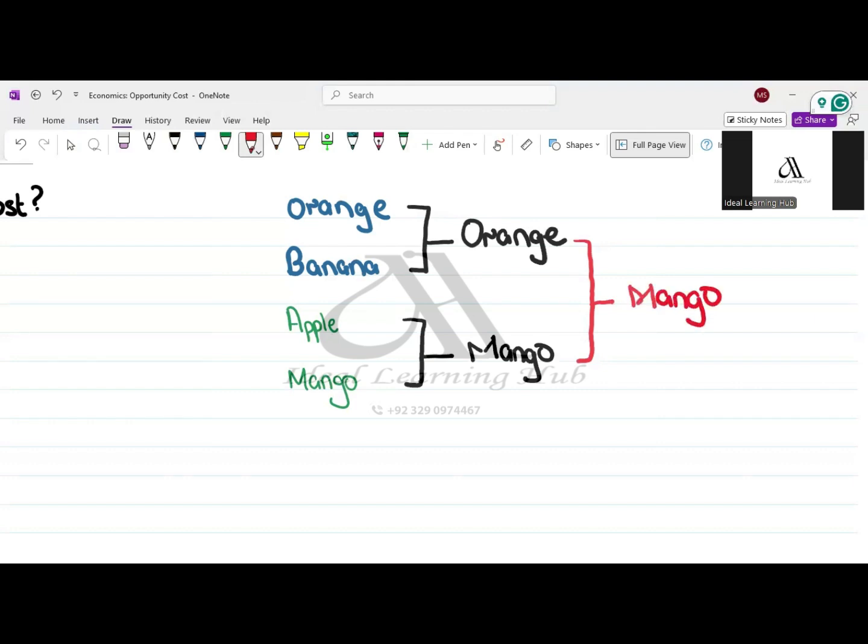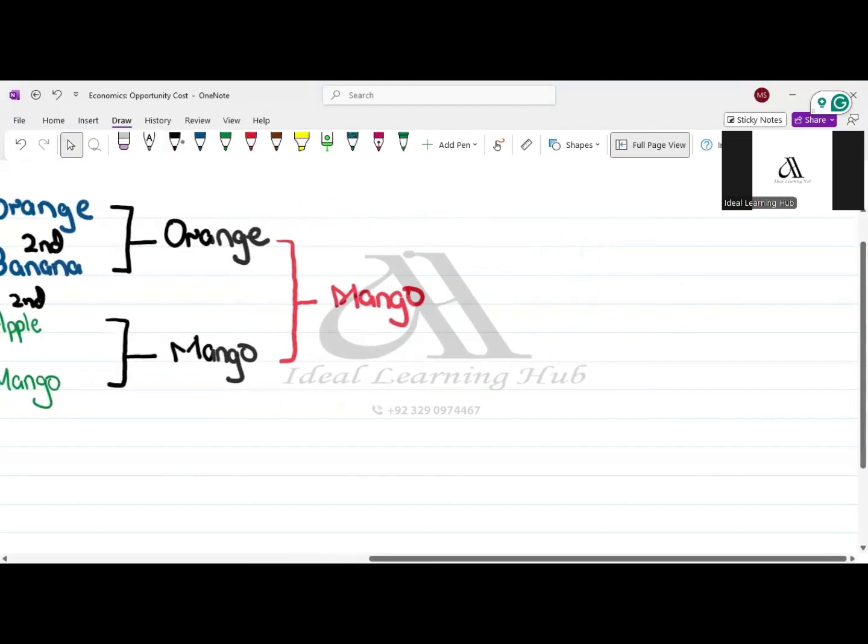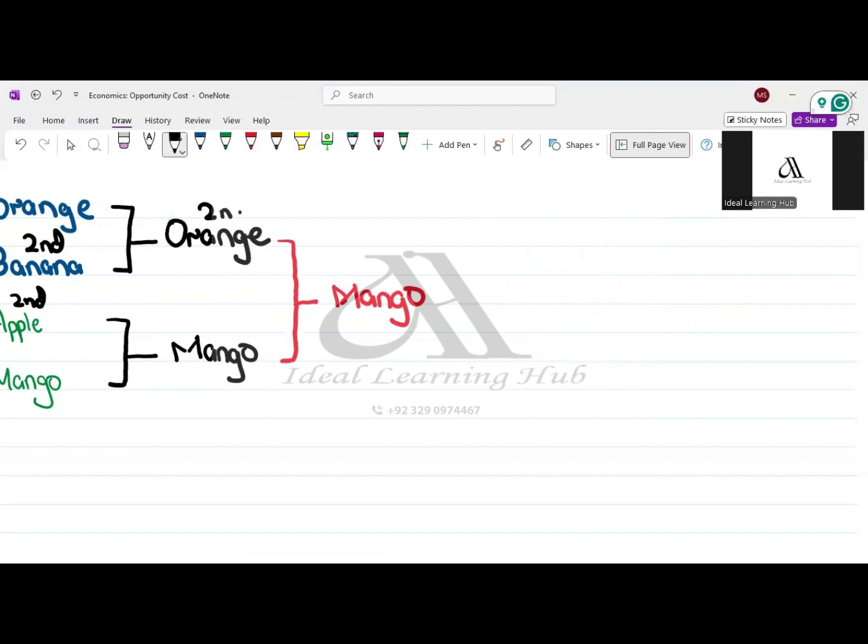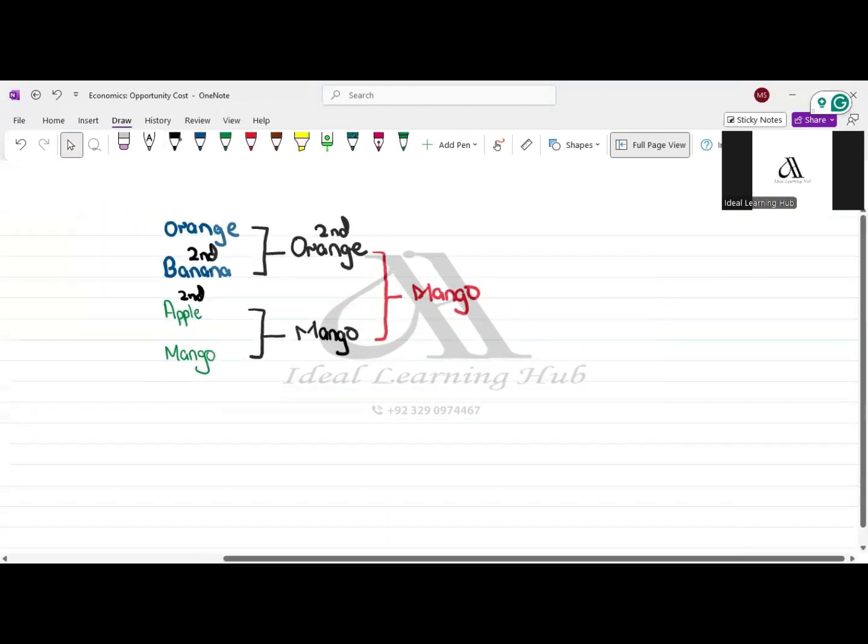All right, so what did we do here? What was the purpose of this exercise? Well, when we chose orange, I'm not going to discuss the winner. I'm going to discuss the loser over here, what came second. When we went for orange, banana was the one that came second. And when we went for mangoes, apple was the one that came second. And when we chose mango over orange, orange was the one that came second, right? So why are we looking at what came second?